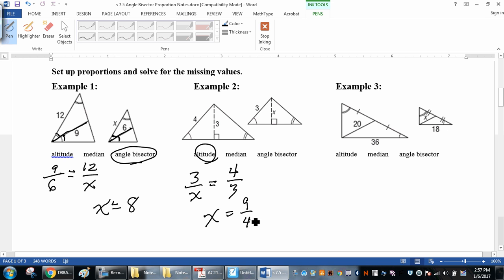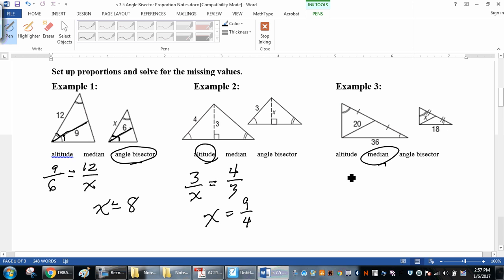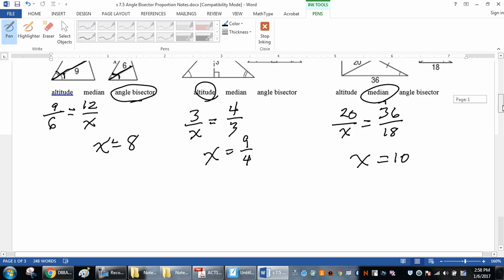All right, now we see the segment going to this side, bisecting that side. That means it's a median. So same thing, let's take the median, 20 over the median in the small triangle equals 36 over the corresponding side, 18, and we cross multiply and solve, and we should get x equals 10. Okay, so there's 3 basic examples using each idea. Just make sure that you match up the corresponding parts correctly and you'll be good to go.